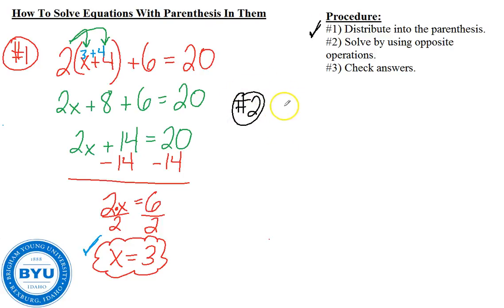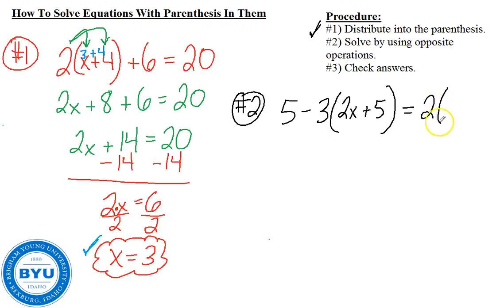Here's number 2. Let's say we had 5 minus 3, open parenthesis, 2x plus 5 equals 2 times x plus 1. Now here in this problem, we've got double parenthesis. If you have double parenthesis, you need to make sure to distribute into both of the parentheses. So here, I have a negative 3 outside the parenthesis. It's the negative 3 that's going to get distributed into the parenthesis.